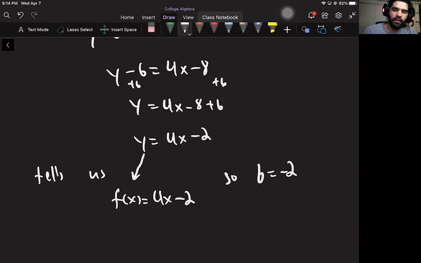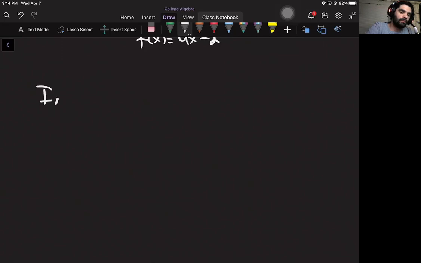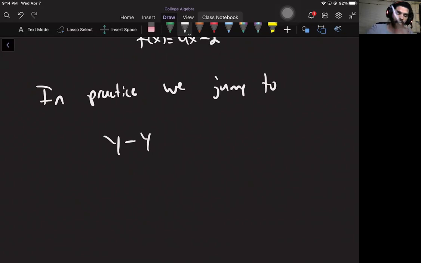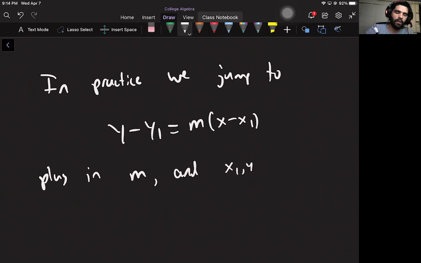Okay, so in practice, we don't do all this work every single time. We can streamline this process. Don't have to reinvent the wheel every time. In practice, we just jump to this using this little formula here. It's called point slope form. And it's after you already have multiplied the x minus x1 over and rewritten it a couple times. So we just use this. We plug in m, which we know, and the x1, y1, which we're given.